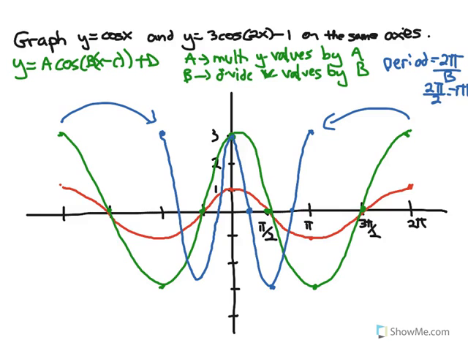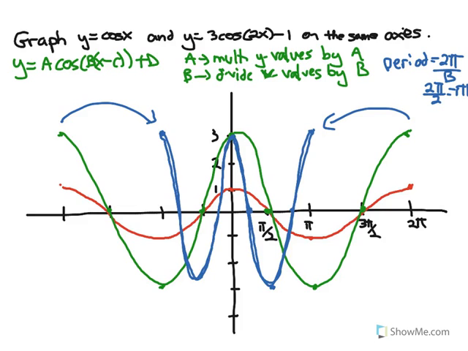And you can see here as we trace the first pi, we're now at pi here and it's starting to repeat. So we've done that correctly. One period is pi. Remember, period is the horizontal distance that it takes to start repeating.